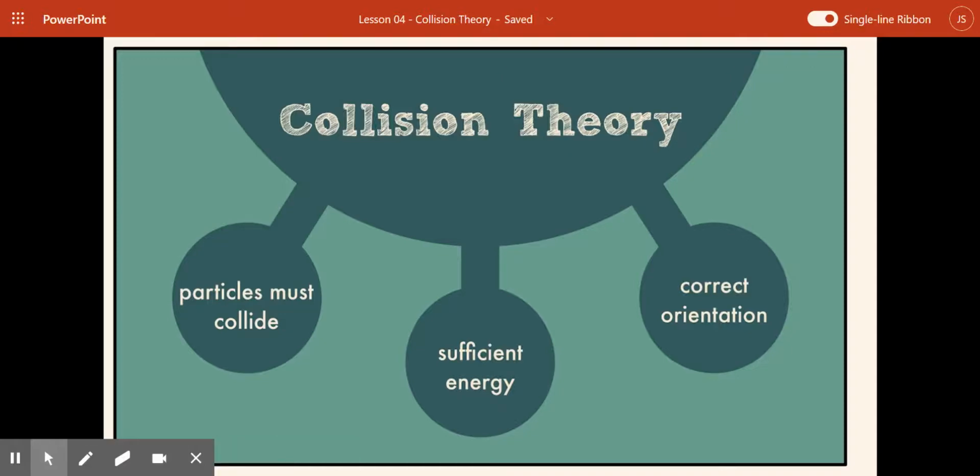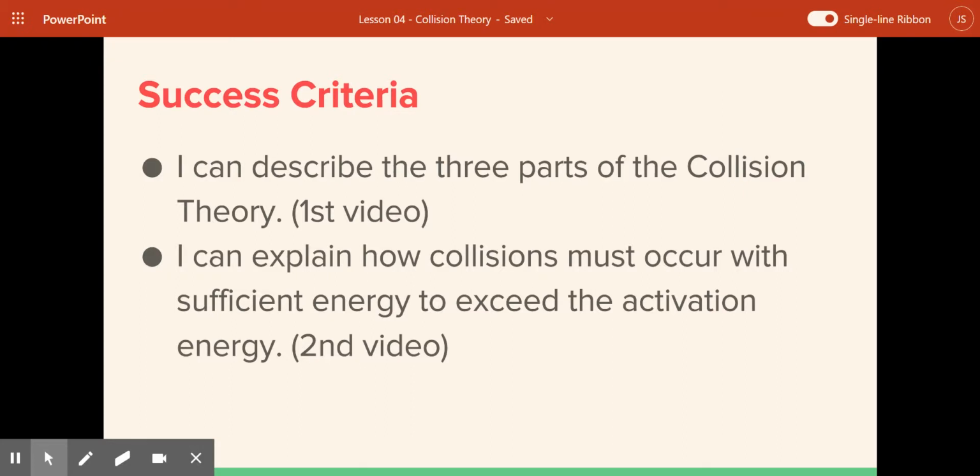All right, collision theory video part 2. So in this video, we're going to look at how there has to be enough energy in the collisions for the reaction to happen as well.